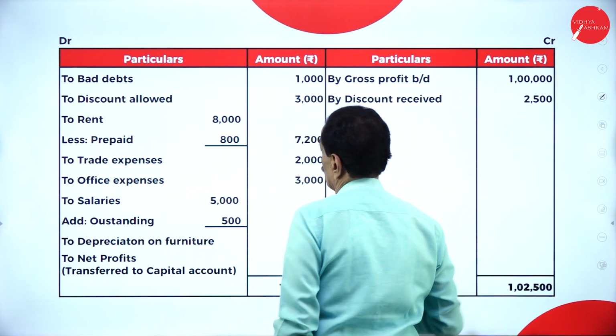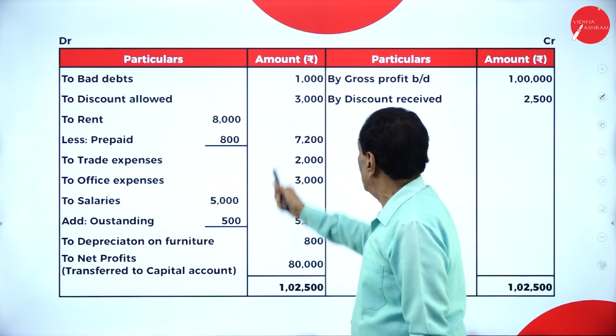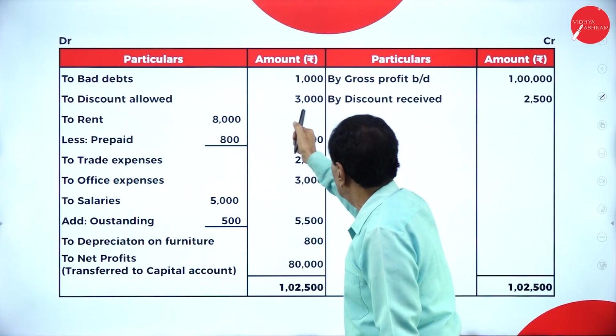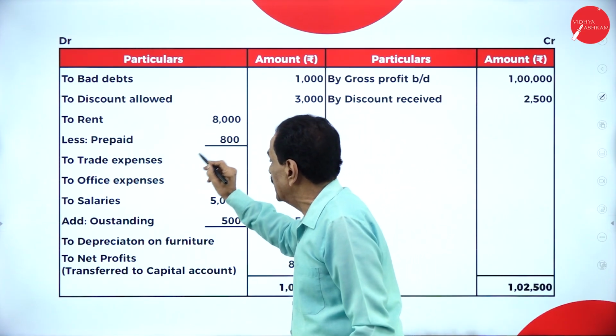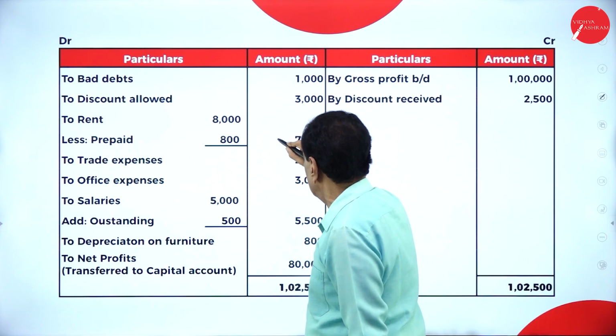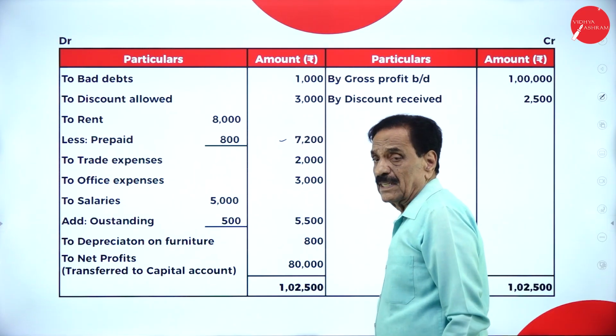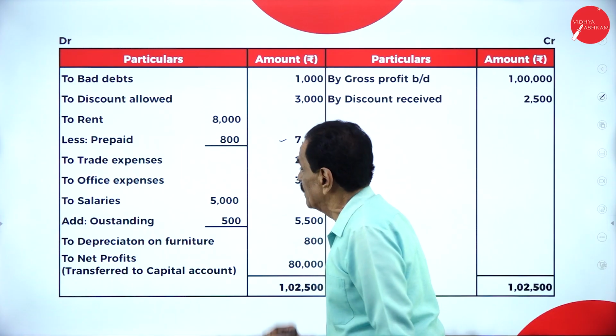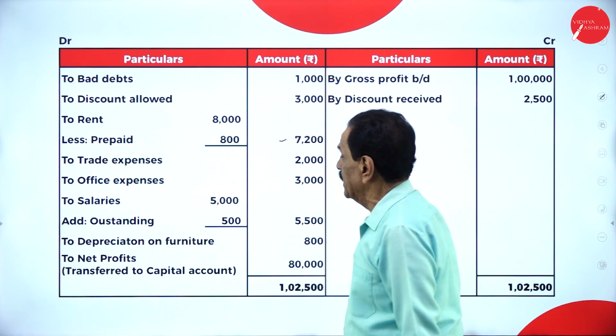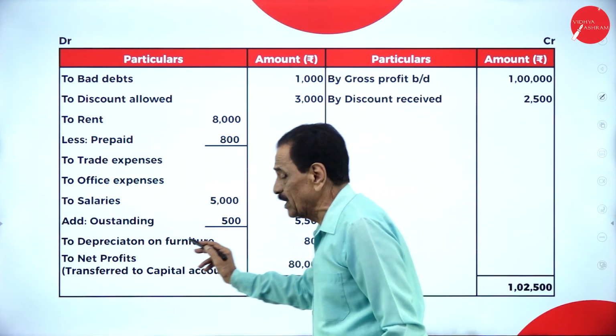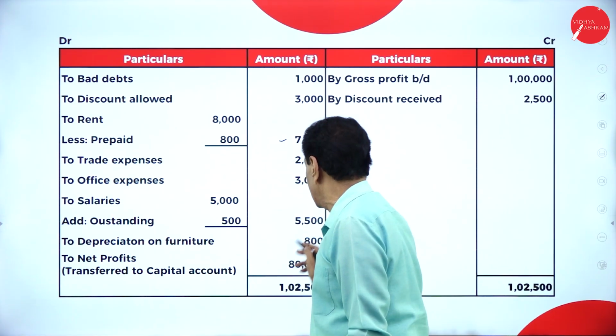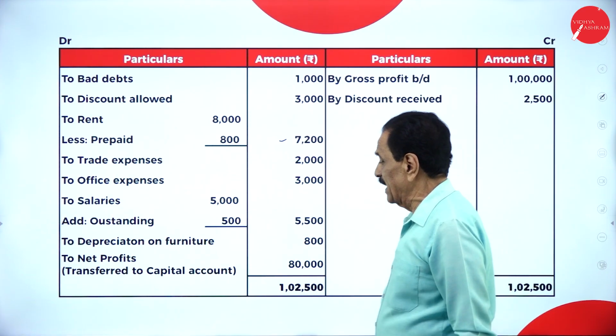By discount received 2,500, bad debt is 1,000, discount allowed is 3,000, rent 8,000 minus prepaid 800 becomes 7,200, trade expenses is 2,000, office expense is 3,000, salary 5,000, add outstanding salary 500, it becomes 5,500.